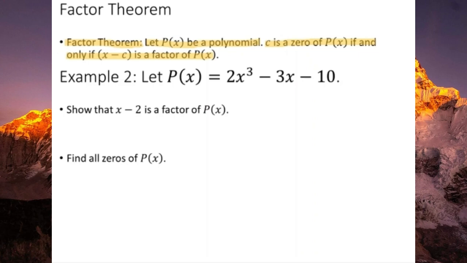In order for x minus c to be a factor of P of x, that means x minus c has to divide P of x, which means when we do P of x divided by x minus c, we get a remainder of 0. And if we get a remainder of 0, that means P of c has to equal 0, which means c is a 0.